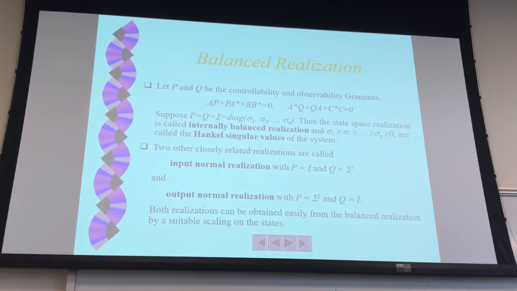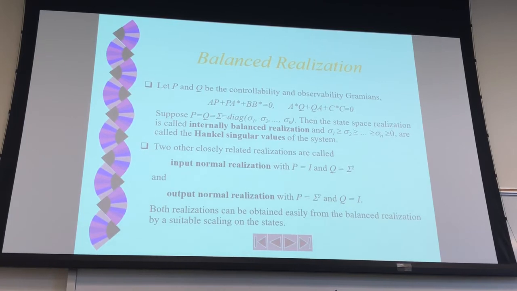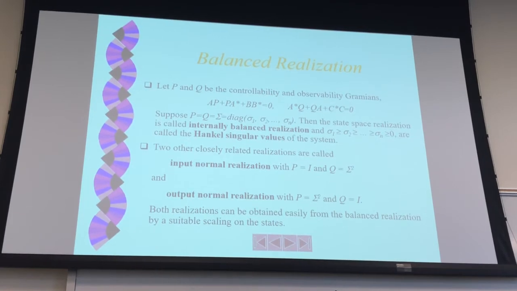So if you set Q still diagonal, but P is identity, okay? And Q is sigma squared, okay? The square. So this is called input normal realization. It's normalized. The input normal realization. And if you put Q as identity, that is called output normal realization. Okay?